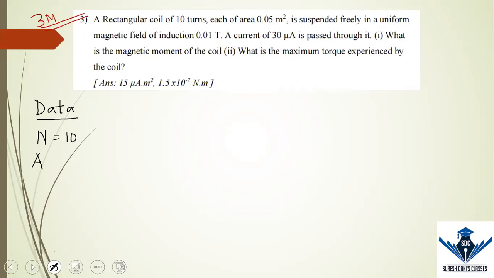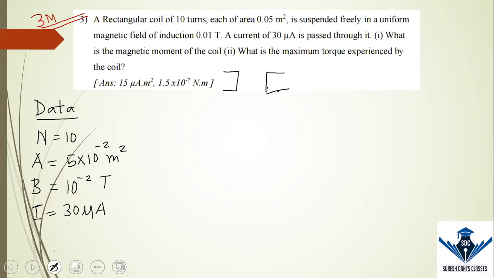The area is nothing but 0.05, so it's 5 into 10 raised to minus 2 meters square. It is suspended freely in a uniform magnetic induction B, which is 10 raised to minus 2 Tesla. There is a current I, which is 30 microampere, passed through this rectangular coil. So it's basically a rectangular coil which is suspended in a magnetic field.